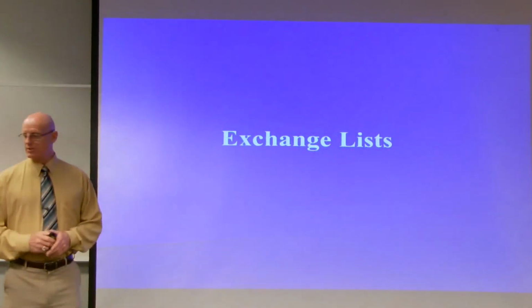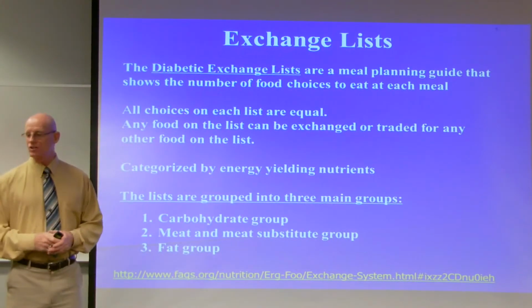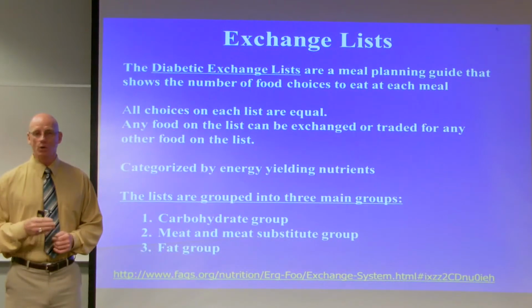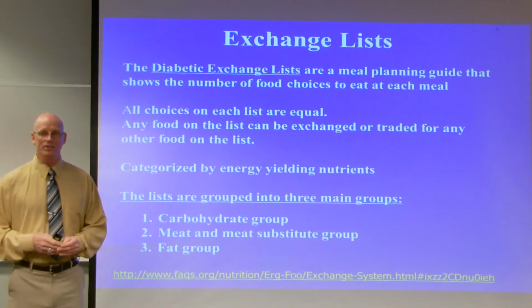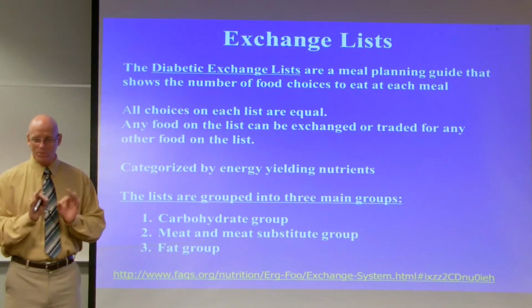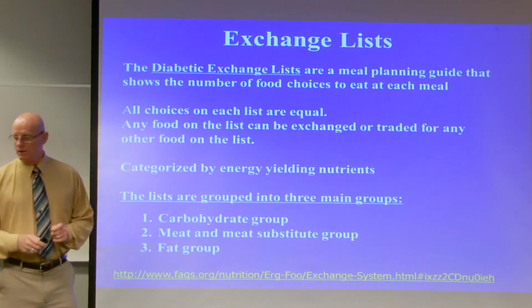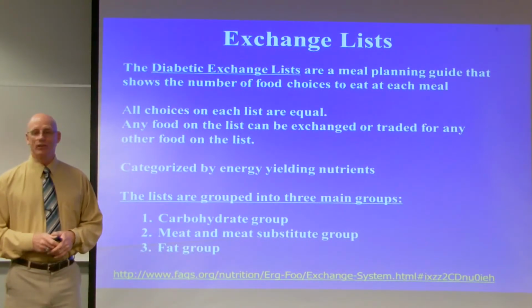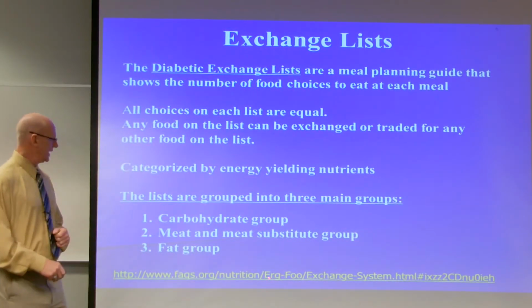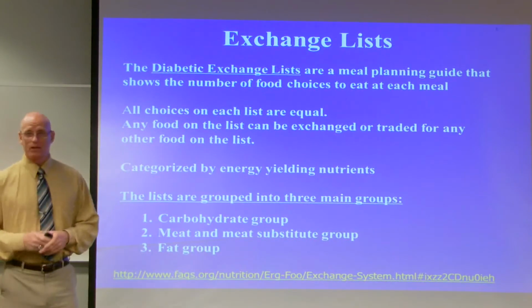Okay, let me go over exchange lists. The diabetic exchange lists are a meal planning guide that shows the number of food choices to eat at each meal. All choices on each list are equal. Any food on the list can be exchanged or traded for any other food on the list. They're looking at this between the calories and the grams of fat, and they're pretty much equal in calories. So it's categorized by energy-yielding nutrients. The lists are grouped into three main groups: the carbohydrate group, the meat and meat substitute group, and the fat group. And here again, I have a link to the diabetic exchange lists.